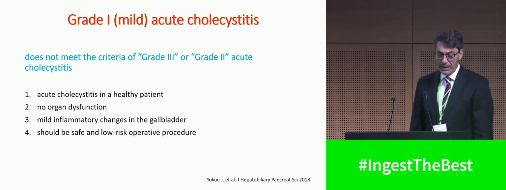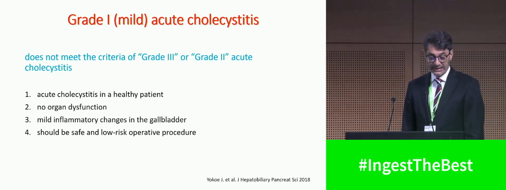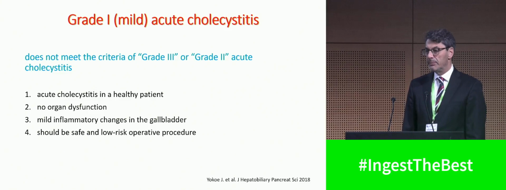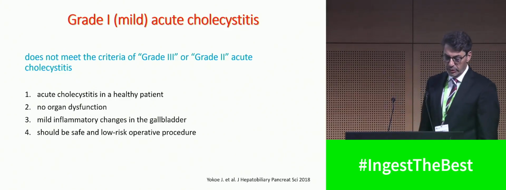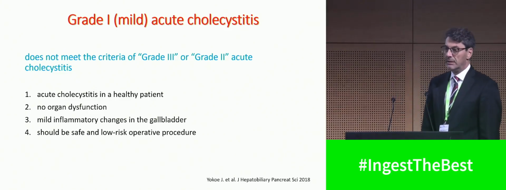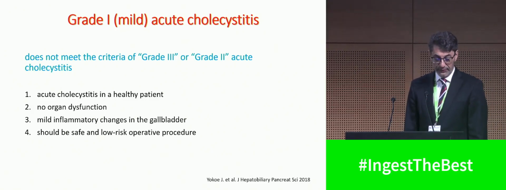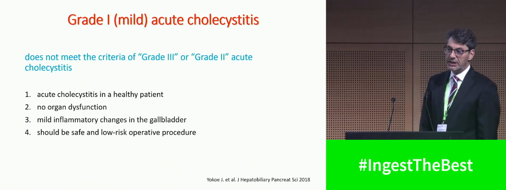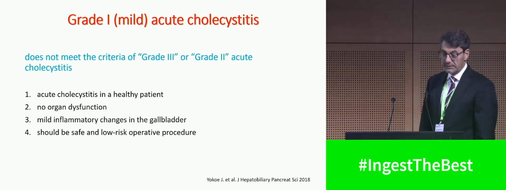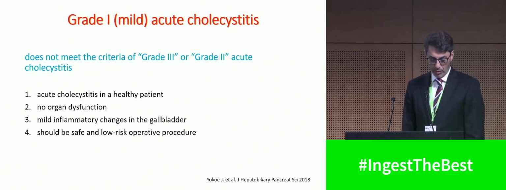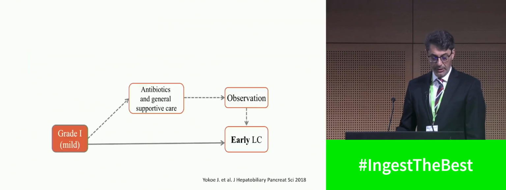Grade 1, or mild acute cholecystitis, is the one that does not meet any of the grade 2 or grade 3 criteria. It is mainly acute cholecystitis in healthy patients, without organ failure, with mild changes in the gallbladder wall, and the risk of surgery or any other procedure is very low.